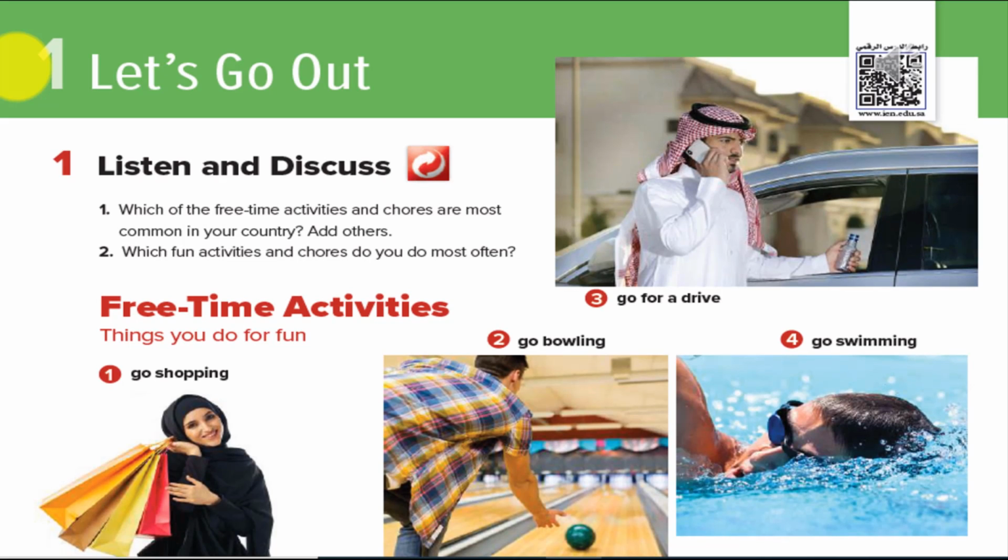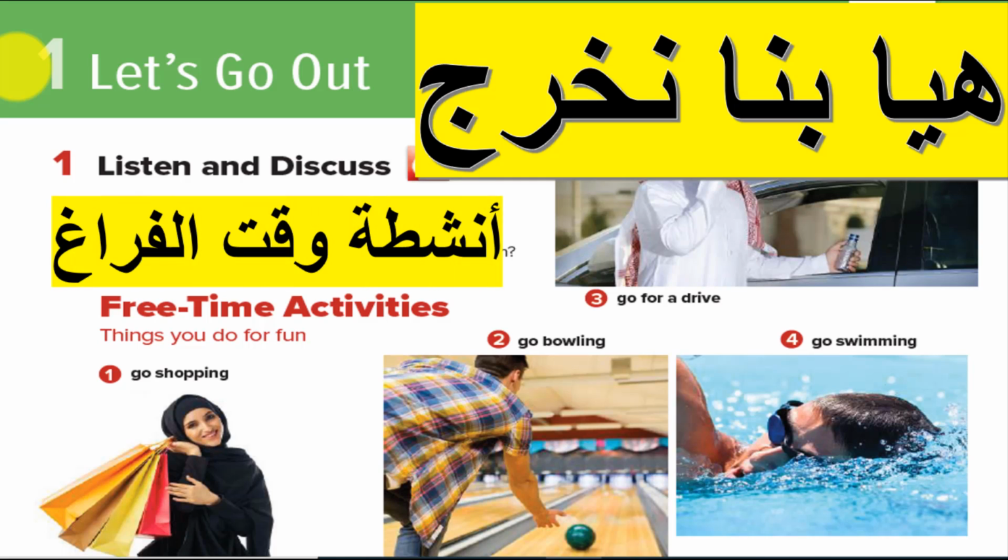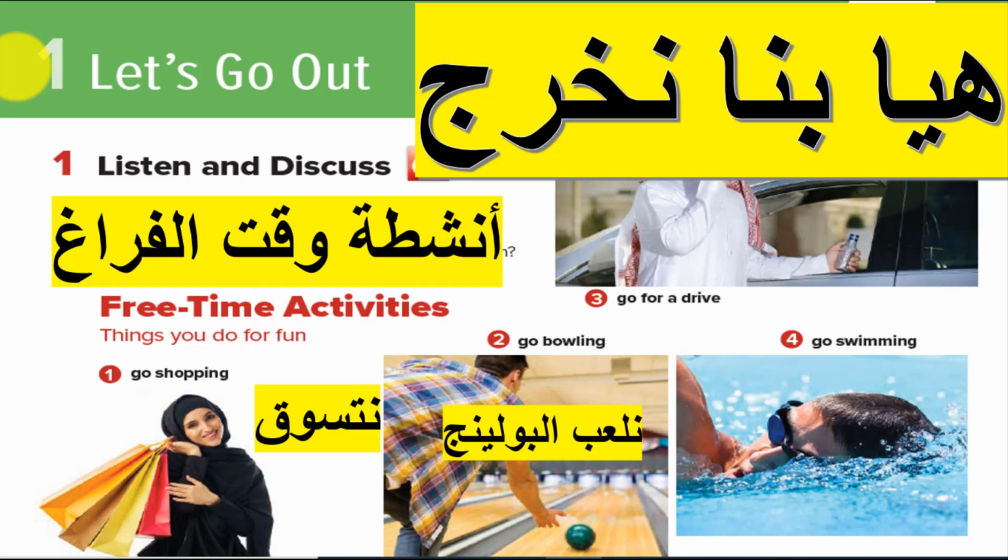Unit 1. Let's go out. Pages 2 to 3. 1. Listen and discuss. Free time activities: things you do for fun. 1. Go shopping. 2. Go bowling. 3. Go for a drive. 4. Go swimming.